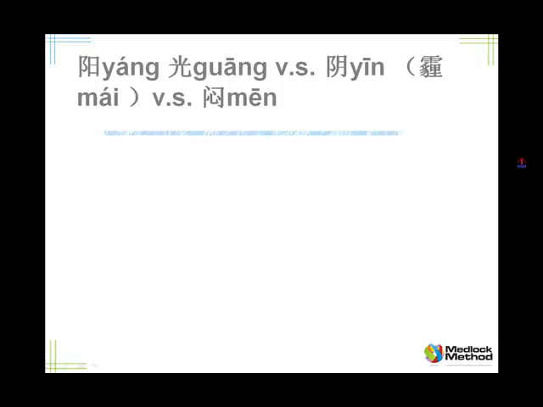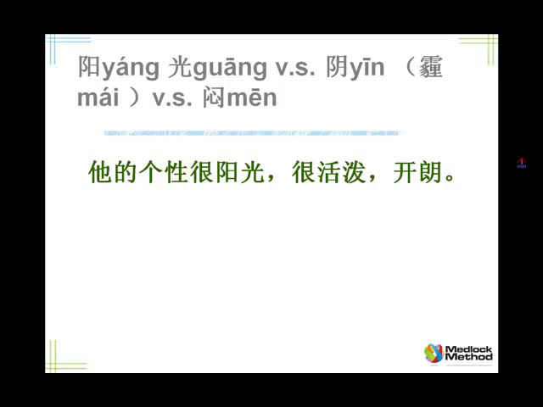Okay, let's look at the example. 他的个性很阳光，很活泼，开朗. 个性 is personality, character. 阳光 is bright. 活泼 is active. And 开朗: Kai is open, so it's an open personality. So his personality is bright, active, and open. A sunny kind of person. That's why we said 阳光. Someone who is 很阳光 is open and bright.